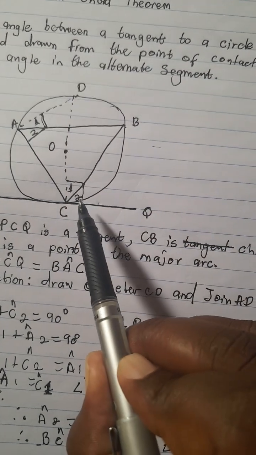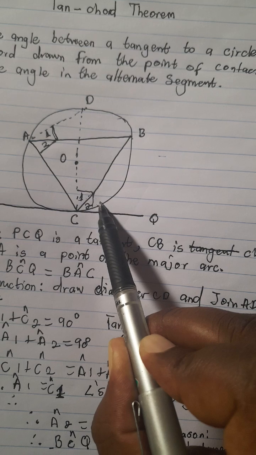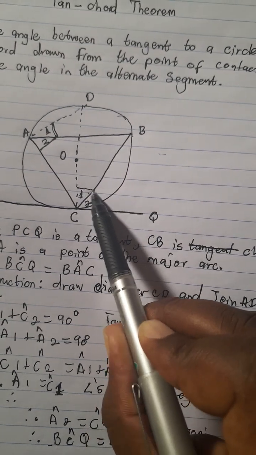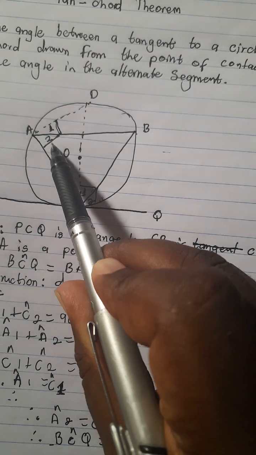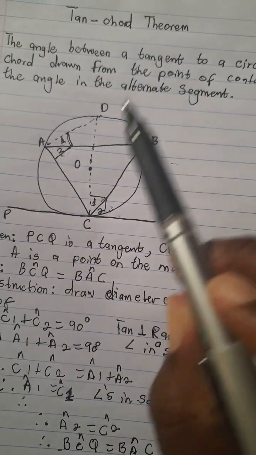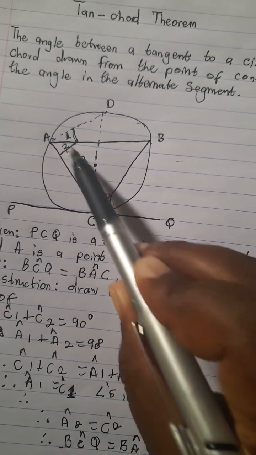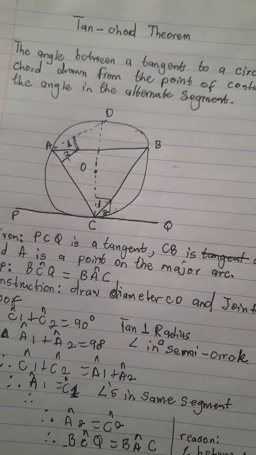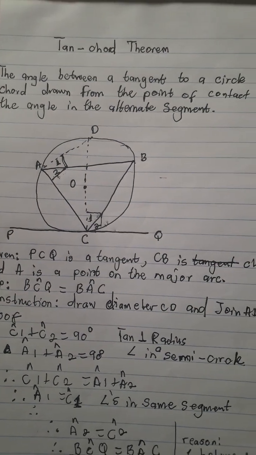In other words, you will always look at this angle, which is an angle between a tangent and a chord, is equal to this alternate angle, the angle in the alternate segment. So in other words, this C2 is equal to A2. So always look for this, then you'll be fine. So see you on the activity that involves the tan-chord theorem.